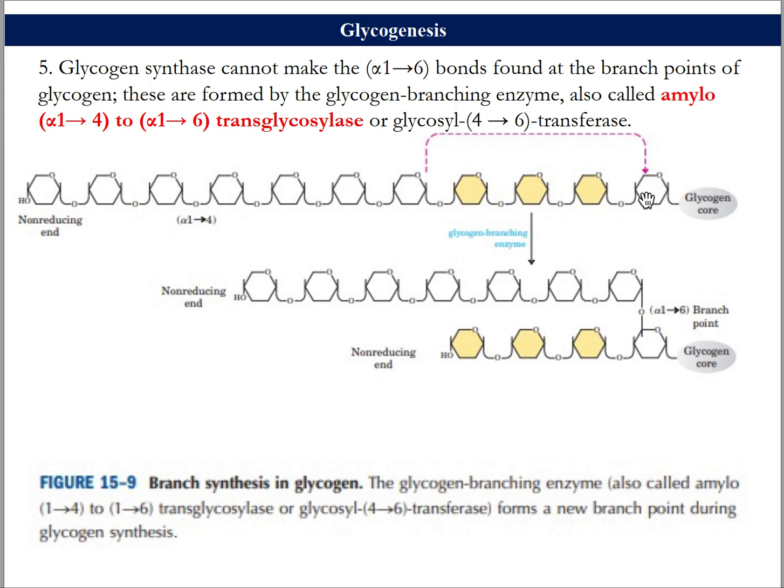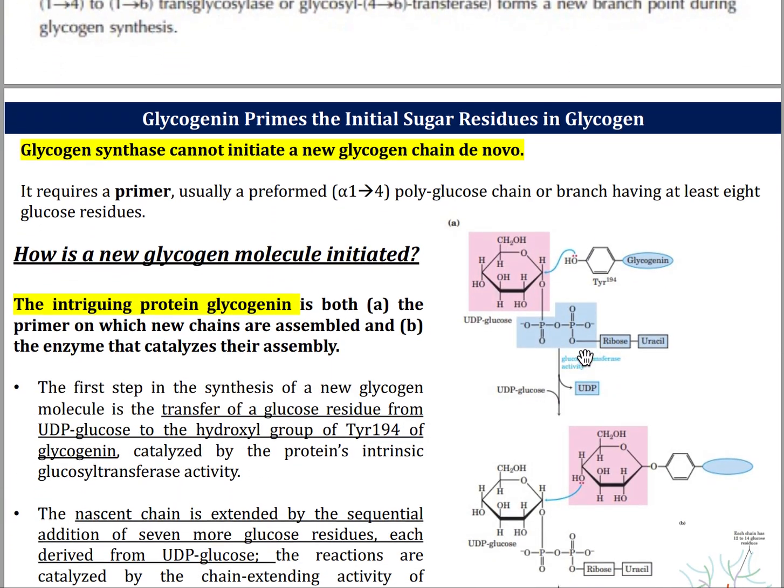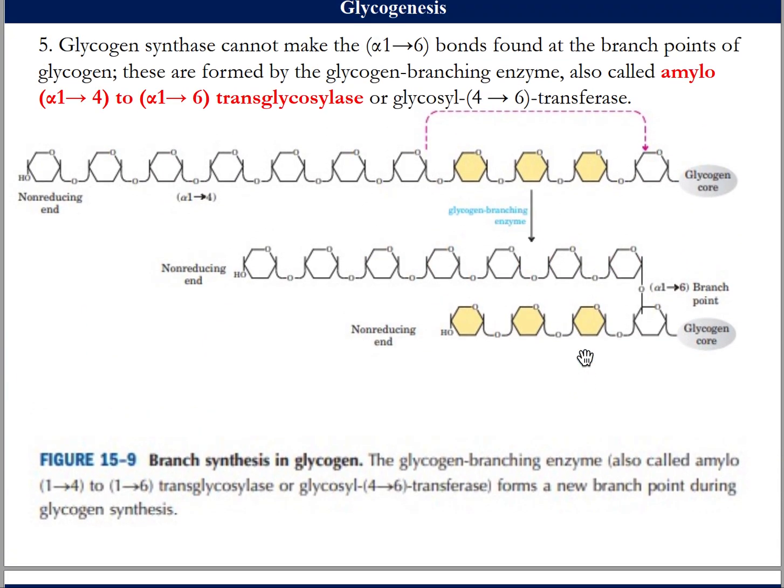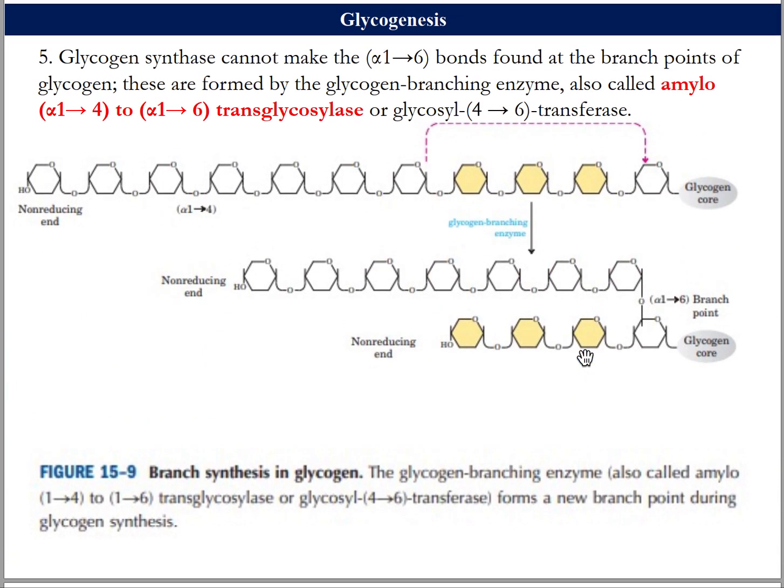So look here, this is the linear chain of glycogen. After 1, 2, 3, 4, after 4 glucose residues, the glycogen branching enzyme will cut it here and will transfer this part to there, making an alpha 1,6 linkage here. This is how glycogen forms branching by the branching enzyme. Okay, so that was the synthesis of glycogen, or glycogenesis.